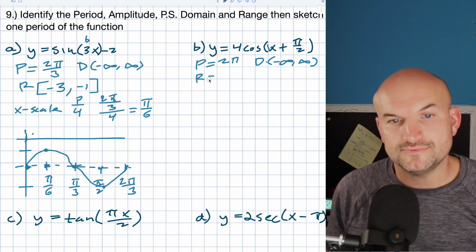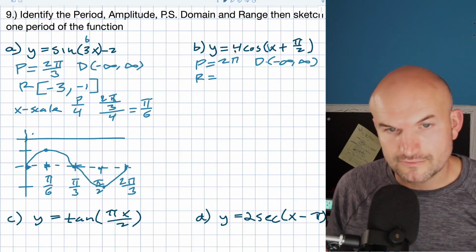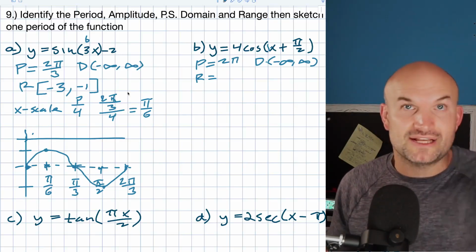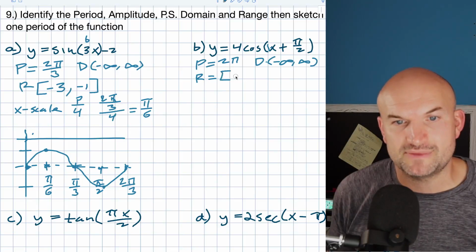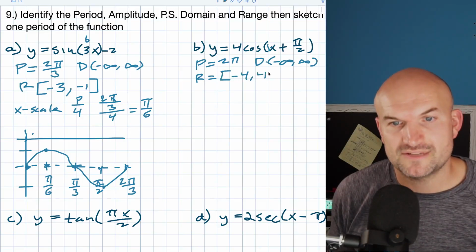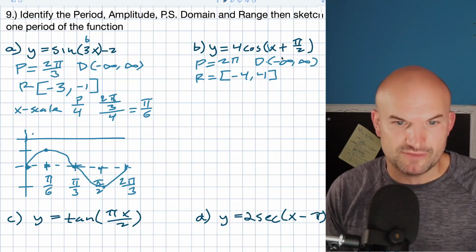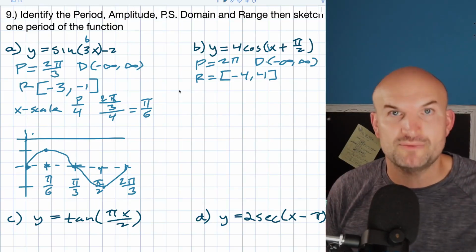Now the graph has been stretched to a range from -4 up to +4. So my range here is going to be -4 to +4. Now my x scale is still going to be like the general parent function, which is every pi over 4. Take your period divided by 4, so 2 pi divided by 4.